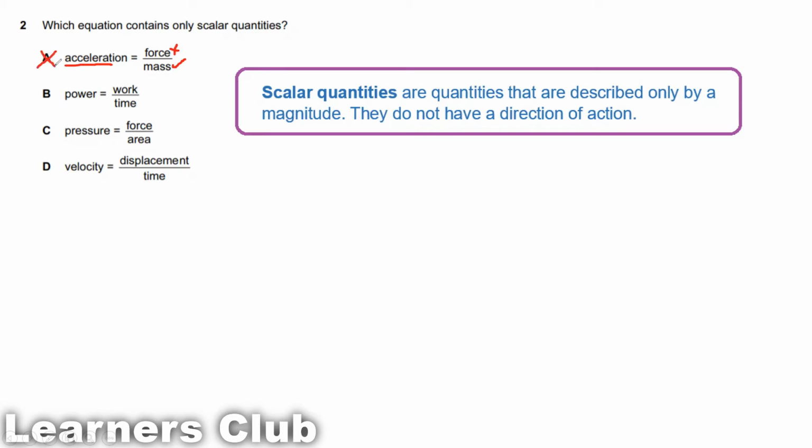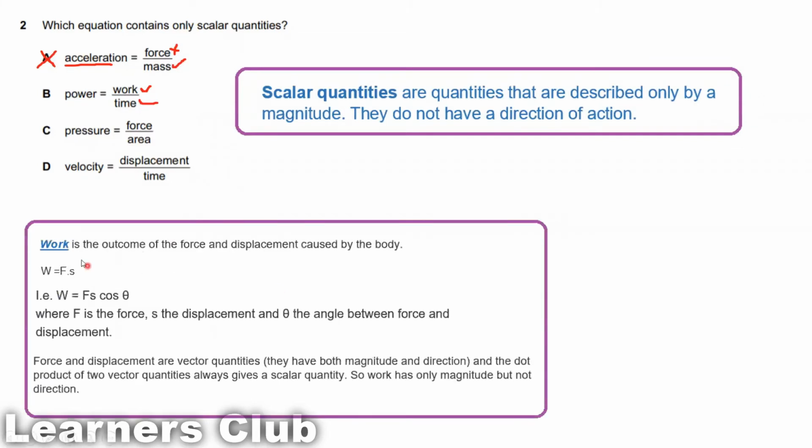Option B, power, is equal to work over time. Work is a scalar quantity. Time is as well a scalar quantity. Many students get confused with the fact that work is a vector quantity, which is completely wrong. The confusion comes because work is the outcome of the force and displacement caused by the body.